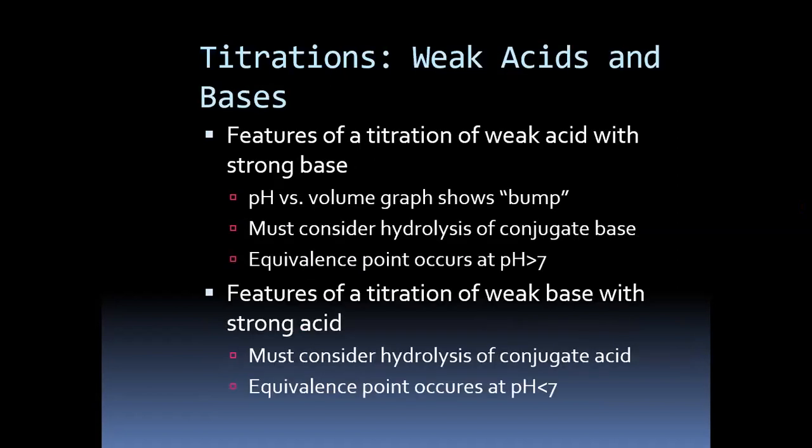More titrations. What happens when I titrate a weak acid with a strong base? Remember that graph? We just did it in the exercise last week, right? So you have a pH versus volume. There's a bump in the first part because that's where the acid and its conjugate base are exercising some buffering activity. You had to consider that once the acid is completely neutralized, the conjugate base will hydrolyze, and therefore the equivalence point occurs at a pH higher than 7.